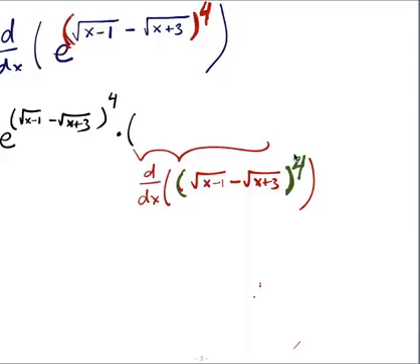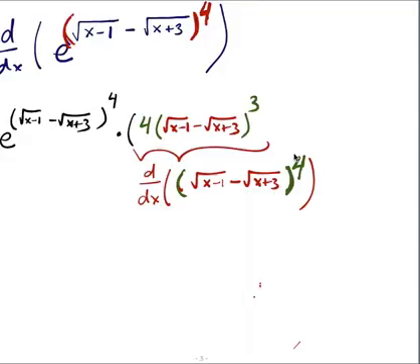So then how would you do that? You would do the power rule, right? So it would be 4 times all that stuff to the third. So all that stuff is square root of x minus 1 minus square root of x plus 3, like that, right?